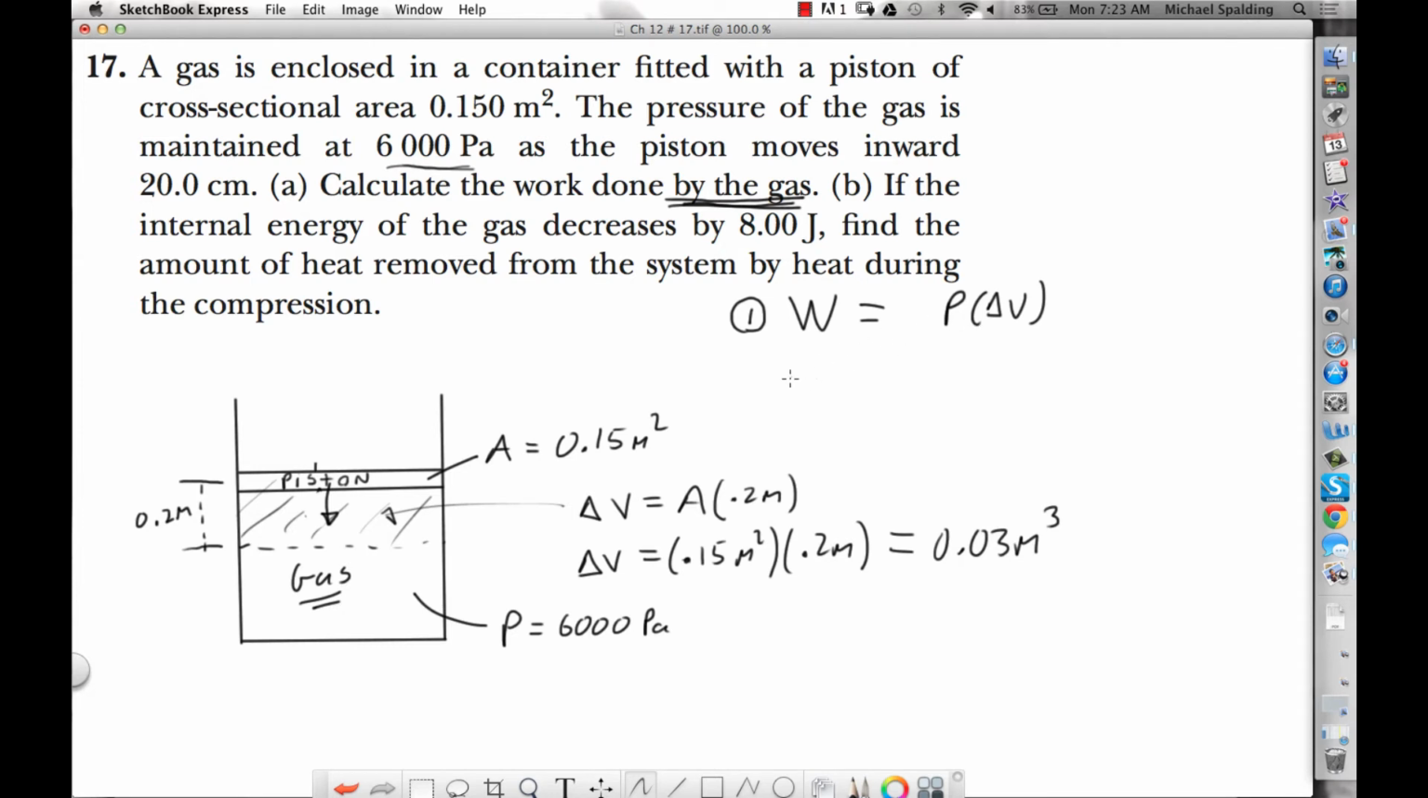Okay? So all you do for number one, the pressure is constant. They tell us right here. That's important. Where does it say it? The pressure of the gas is maintained at 6,000. It doesn't change. If the pressure did change, then you'd have to do some extra work, right? Because then you'd have a situation like this.